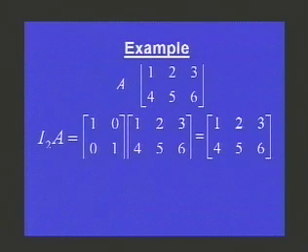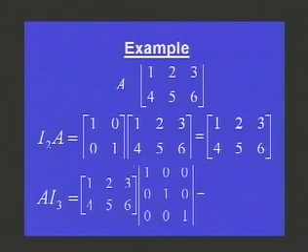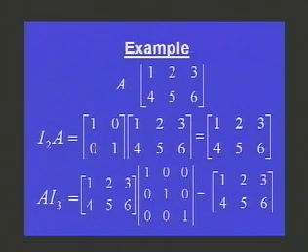Now that was on the left. I needed an I sub 2. On the right, I need an I sub 3. That's because A is a 2 by 3 matrix. The 3 has to match the 3 for the 3 by 3 matrix. And if you do the math there, you get, again, 1, 2, 3, 4, 5, 6. So here I had a 2 by 3 by a 3 by 3. That gives me a 2 by 3, which is the same thing again, A.